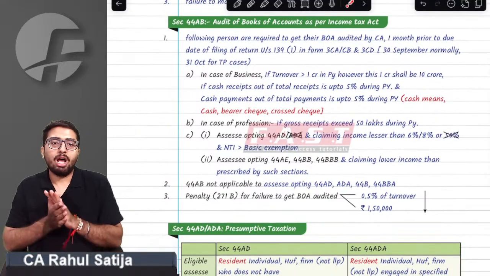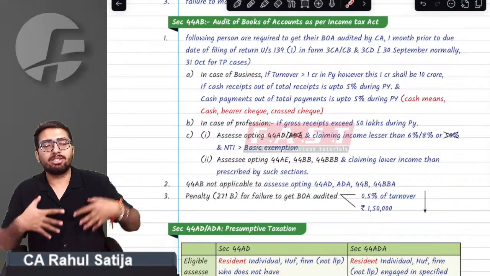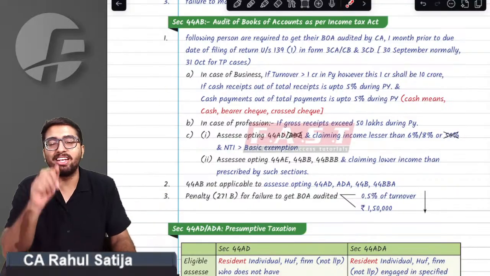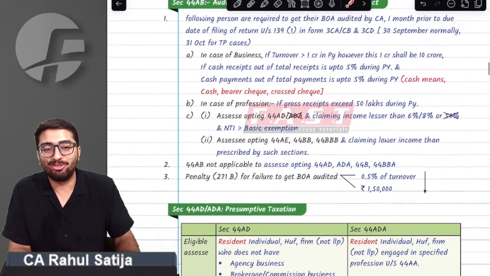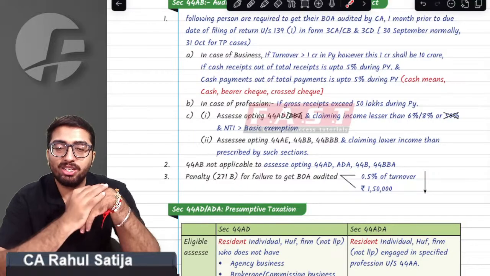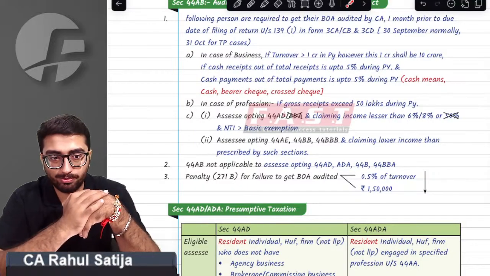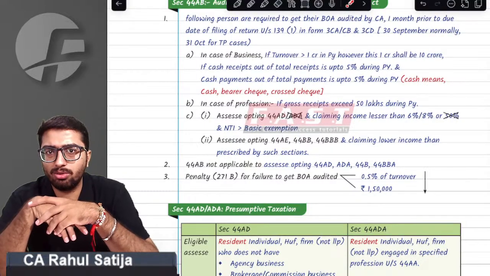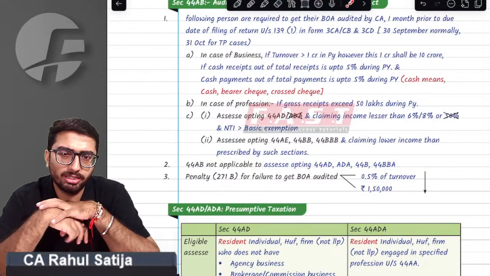Sir, how to get books of accounts audited? Just go to a chartered accountant. He'll take fees and he'll do the audit. Sir, when are you required to get your books of accounts audited? See, if you are doing any business and your turnover exceeds 1 crore, then you have to get your books of accounts audited.